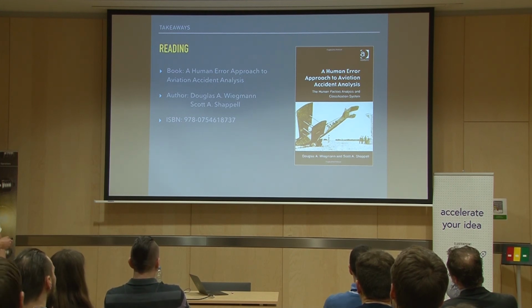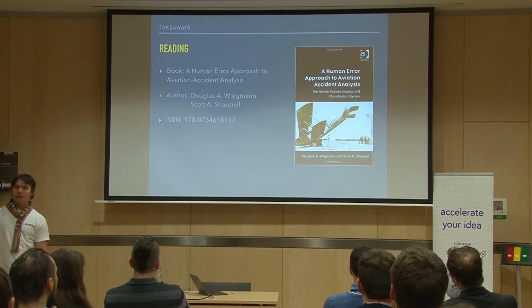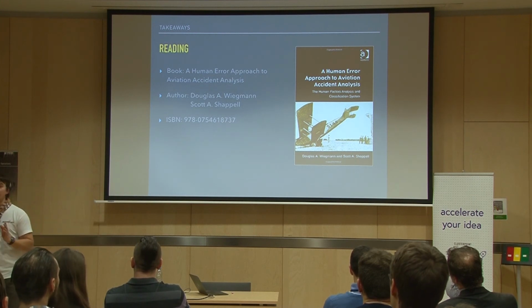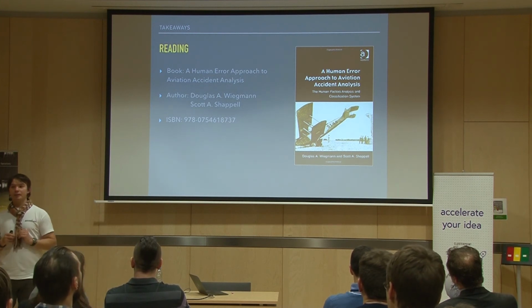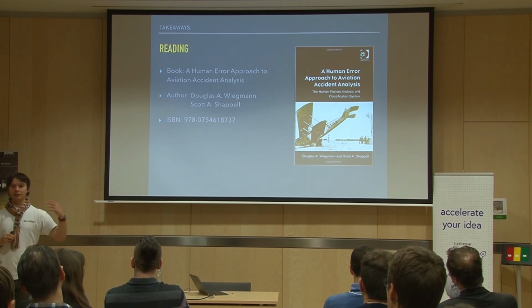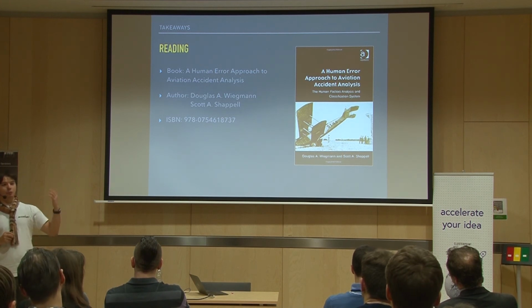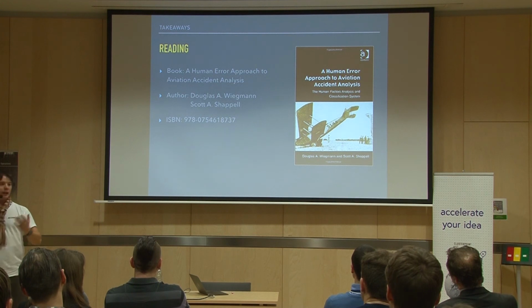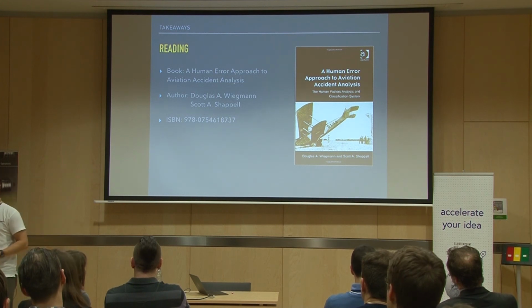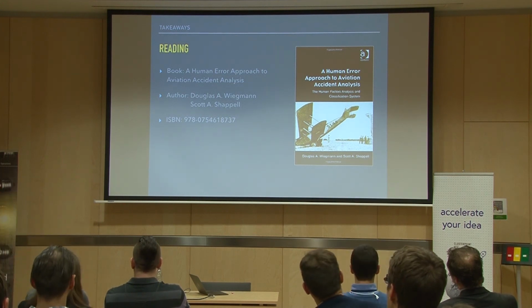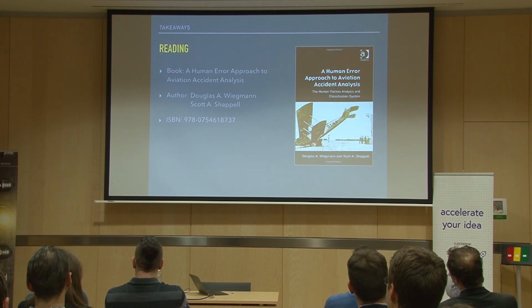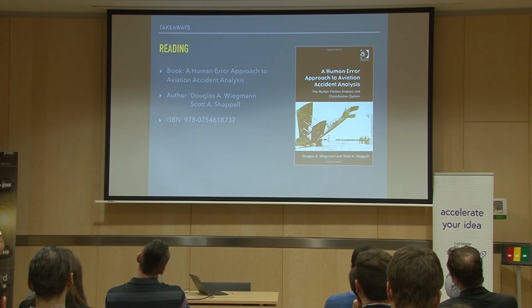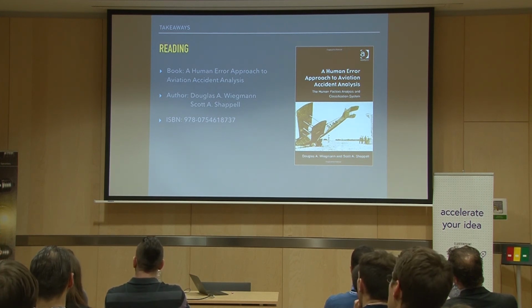So one thing is The Human Error. It's a very nice book about accidents that happen in aircraft, right? Just read what happened, why the airplanes are falling down, right? And this is something that changed my mind a little bit and asked me to rethink all these DevOps things that we're doing.